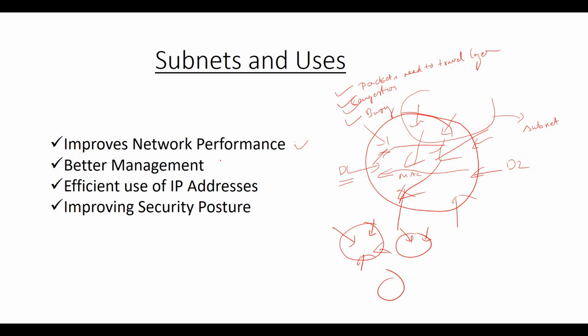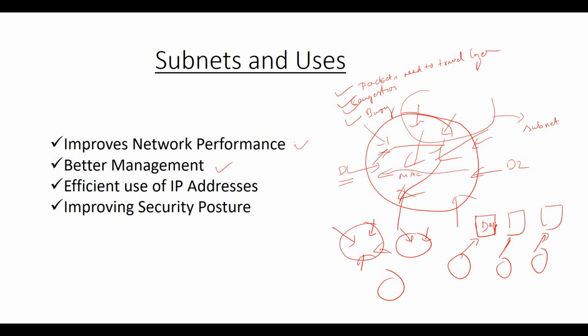The next use is better management. Instead of using the entire network by all the departments of the organization, we can divide the entire network into multiple subnetworks, so that we can assign one or more subnets to each department. So in future, if we have any scaling requirements, we can easily add or remove particular subnets from a particular department in the organization.